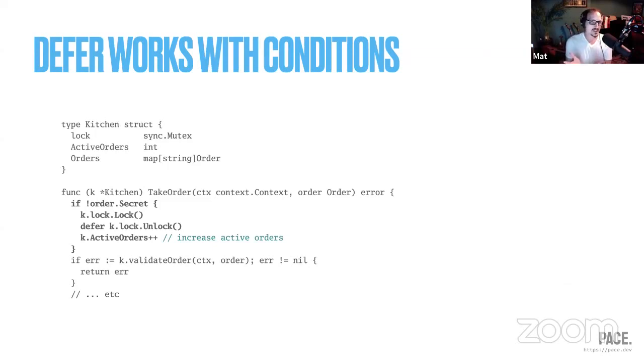So defers work with conditions too, and this will give you a clue that there is something in the runtime going on in order to make defers work. Here I've added a secret option, so you can make a secret order. I don't know why that would be a thing, but in this kitchen it is. Only if it's secret will it lock the kitchen and increase the little counter here. And so the defer is happening inside that conditional block, and that means it won't be called if the code path didn't take that route. So then we know something's happening at runtime, isn't it? And we'll find out what that is.